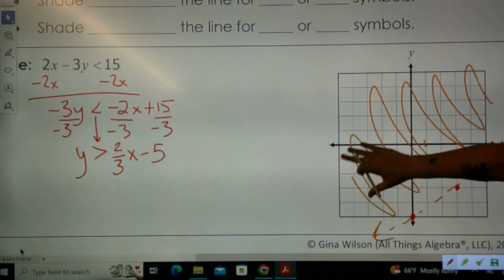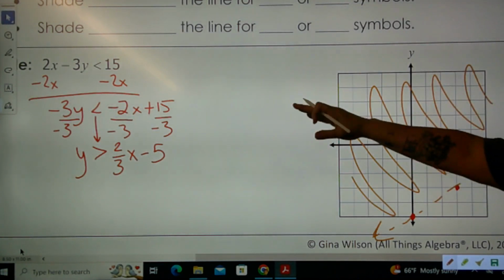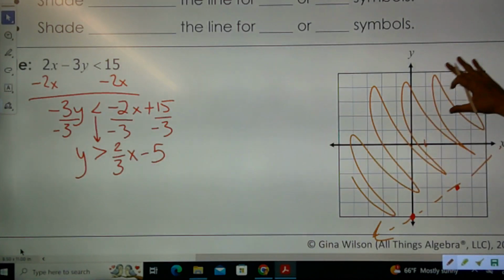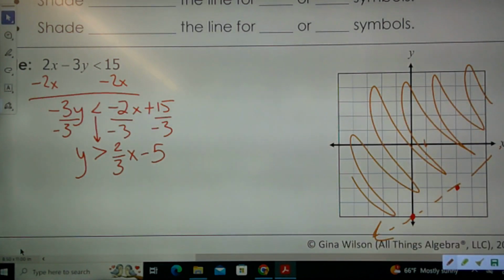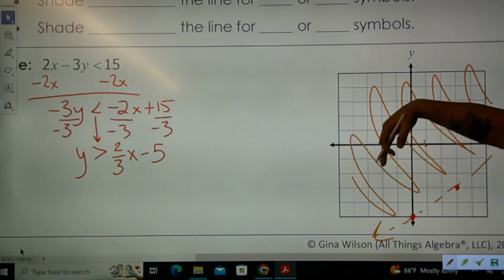Above. All of this is possible answers for that. All of this makes that equation true. Nothing on the line makes the equation true, and nothing below the line makes the equation true. But everything above the line makes the equation true.